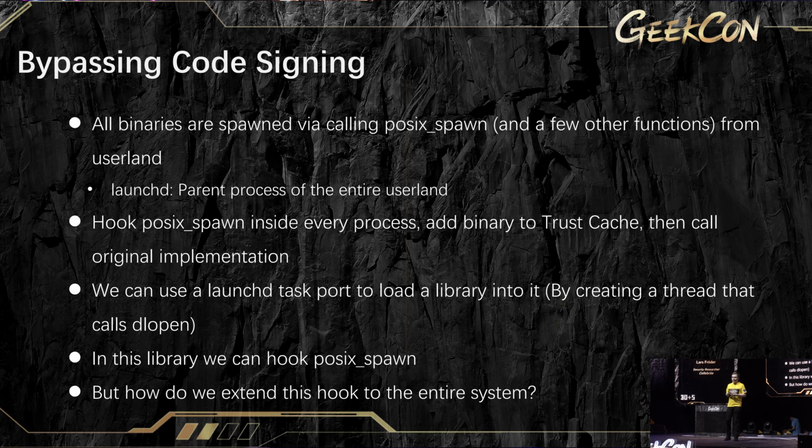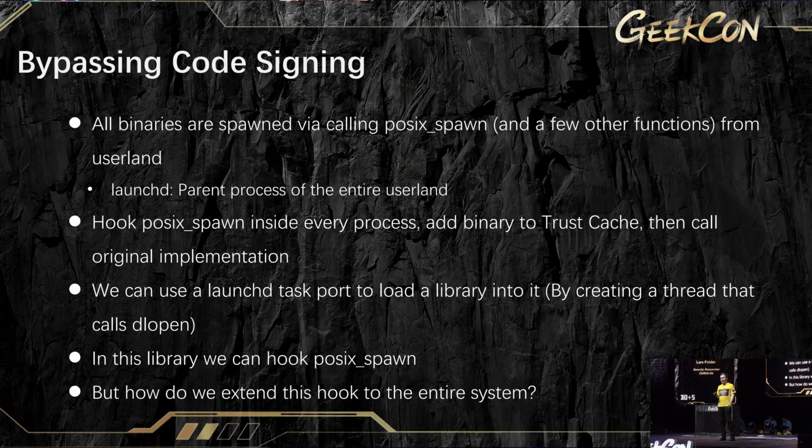Basically all binaries running in user space are spawned by posix_spawn. There are also a few other functions like execve, and there are also libraries which are important. But for the simplicity of this presentation, I will focus solely on posix_spawn. Normally you pass a path to posix_spawn. This will call out to the kernel, and in the end it will spawn a process. So the idea is, if we can hook posix_spawn inside every process, we could automate the adding of the binary it's supposed to spawn to the trust cache and then call the original implementation. This is what we will do.